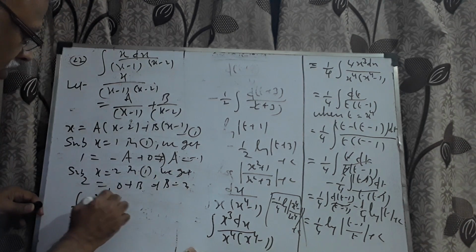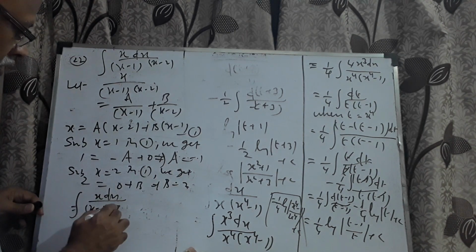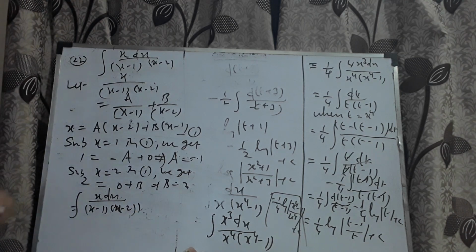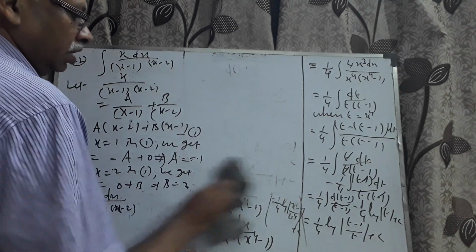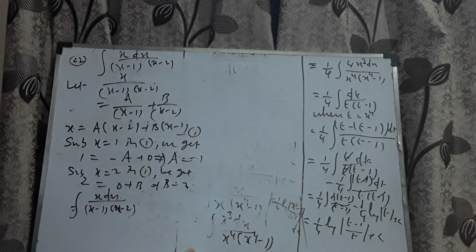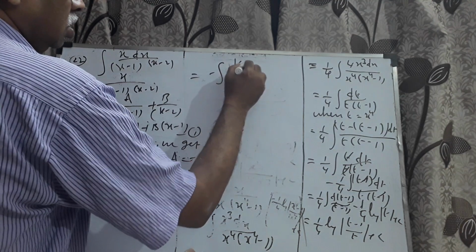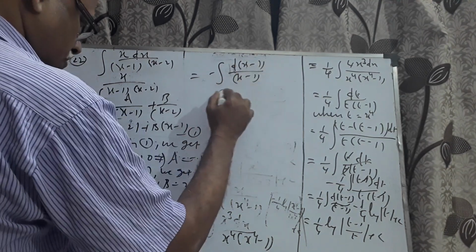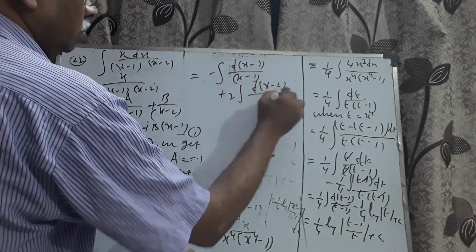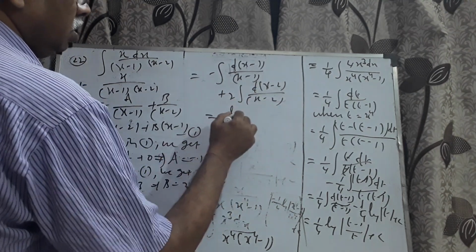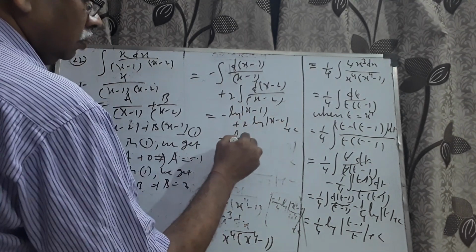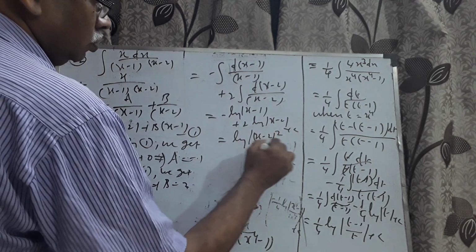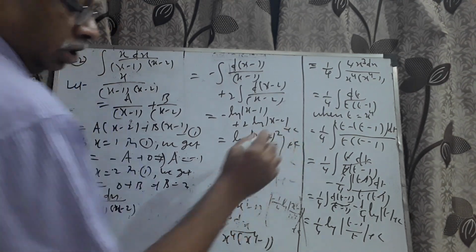Therefore integral x dx by (x minus 1)(x minus 2) will automatically become, what is my A? A is minus 1. Therefore this is reduced to minus integral d of (x minus 1) by (x minus 1) plus 2 integral d of (x minus 2) by (x minus 2). Therefore this will become minus log mod (x minus 1) plus 2 log mod (x minus 2) plus c. Therefore this will get reduced to log mod (x minus 2) whole square by (x minus 1) plus c. That will be the final answer.